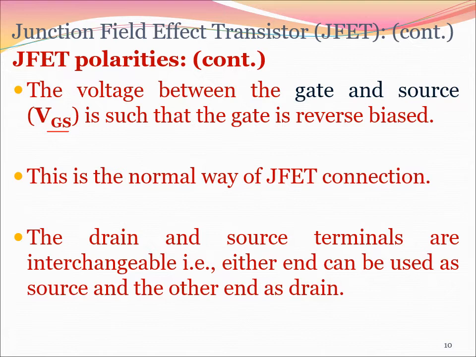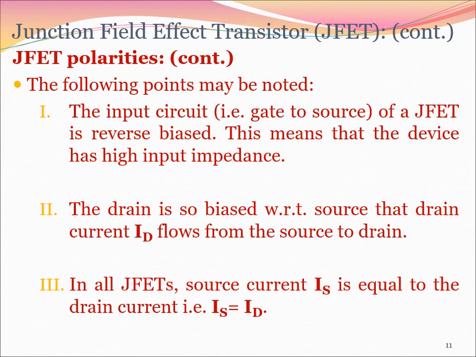So any terminal can be used for output or input, but the common practice is that the drain is at higher potential for its common purpose. These polarities we already discussed, and here it's quite important because the drain gate junction is working in reverse bias, so the gate current is almost zero. That's why we can say that source current and drain current are equal.